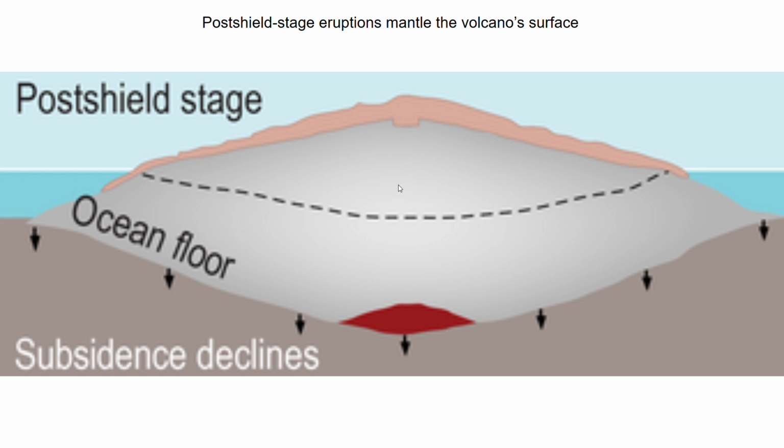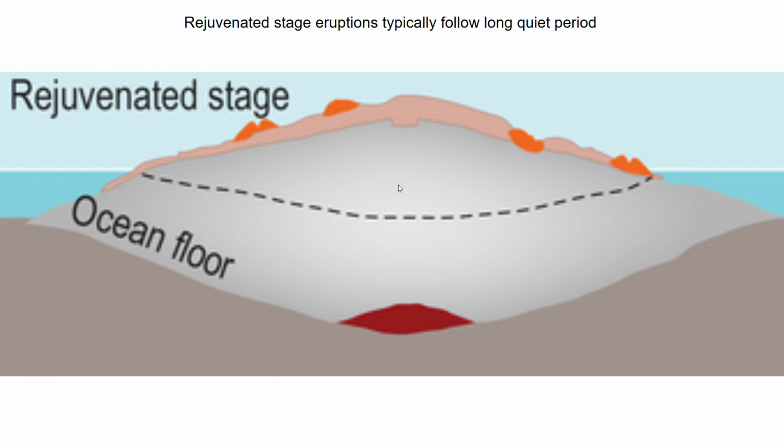During the post-shield stage, the eruption rate decreases to zero, typically within 500,000 years, but this stage may continue for as long as 1 million years. The end of the post-shield stage is followed by a period of erosion and subsidence, during which deep canyons may form along the flanks of the volcano. As the volcanic islands erode and subside, fringing coral reefs grow.